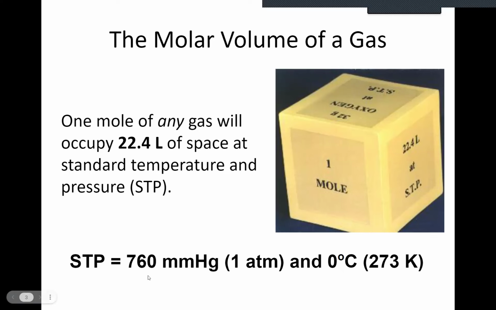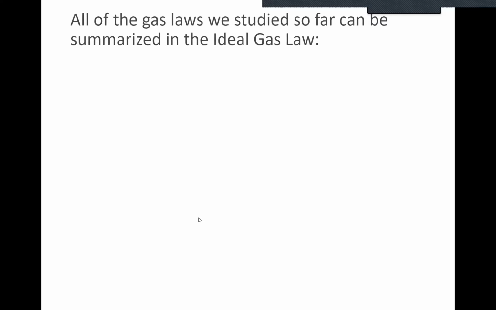Standard pressure is either 760 millimeters of mercury or 1 atmosphere. Standard temperature, 0 degrees Celsius or 273 degrees Kelvin. We put that all together, there's a law that summarizes all of the variables. Up till now, we've only considered 2 variables at a time: pressure and volume in the case of Boyle's law, volume and temperature in the case of Charles's law, pressure and temperature in the case of Gay-Lussac's law, and volume and number of moles in the case of Avogadro's law.